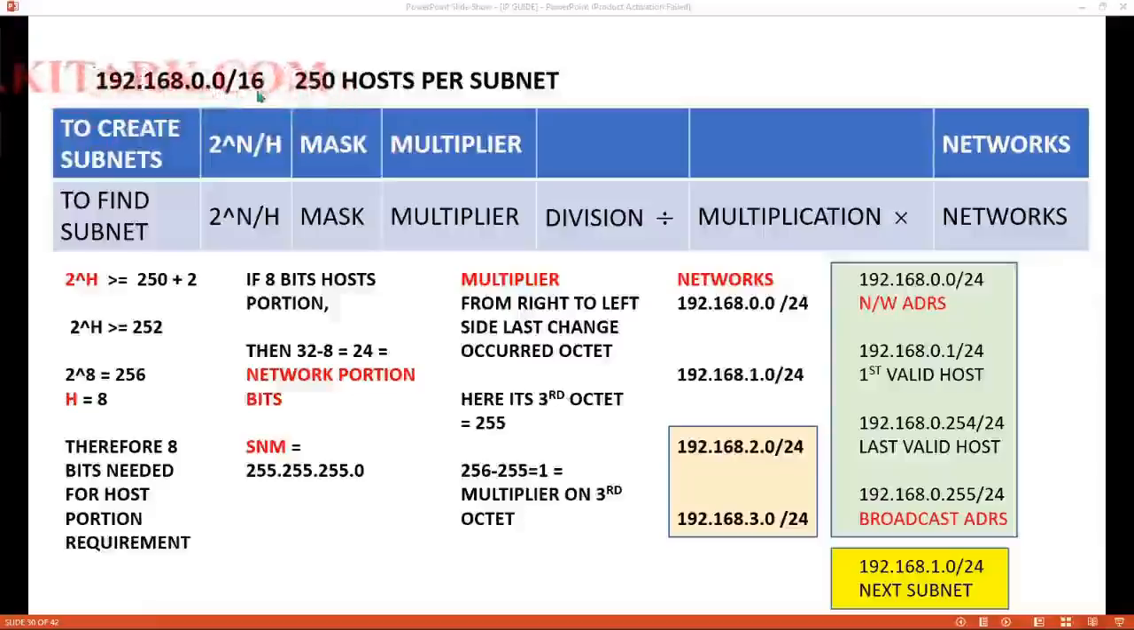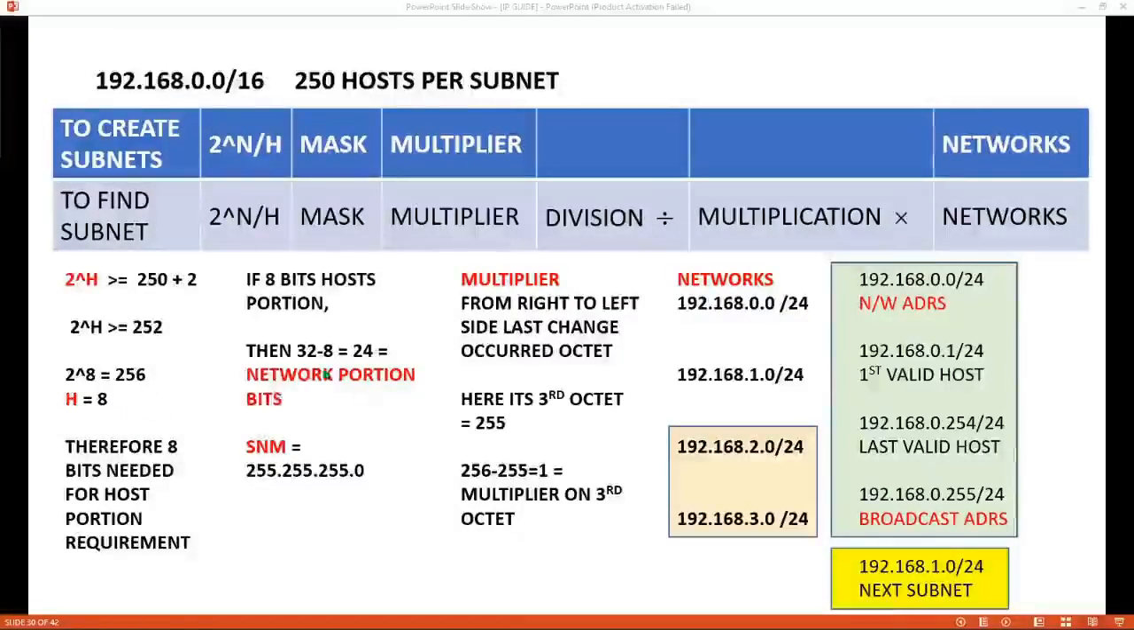So here you can see 192.168.0.0/16, 250 hosts per subnet. I am just continuing the same process, so I believe I don't need to explain this again and again. 2 to the power h greater than or equal to 252. So here h equals 8, then 32 minus 8 is going to be my network bits.